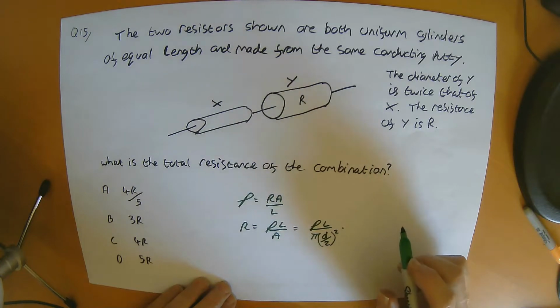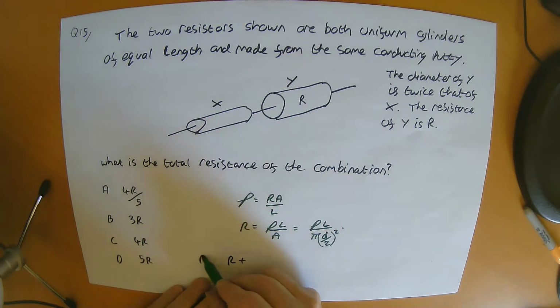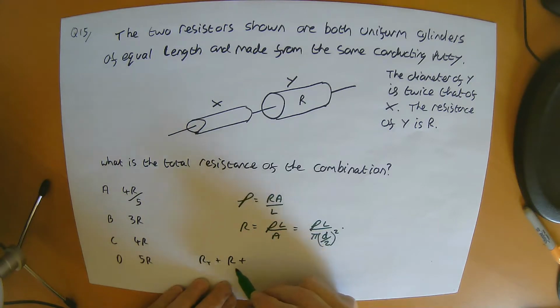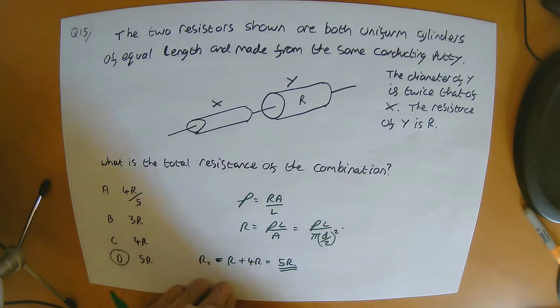And this gives us then the combined resistance is R plus 4R is 5 times the resistance. Answer D.